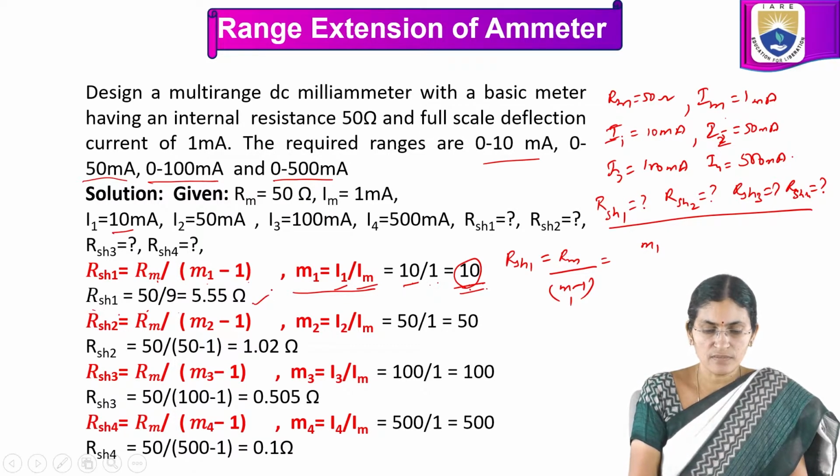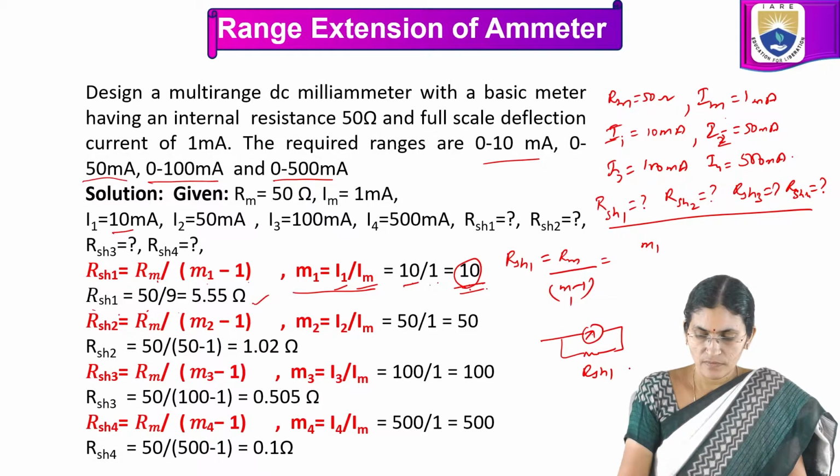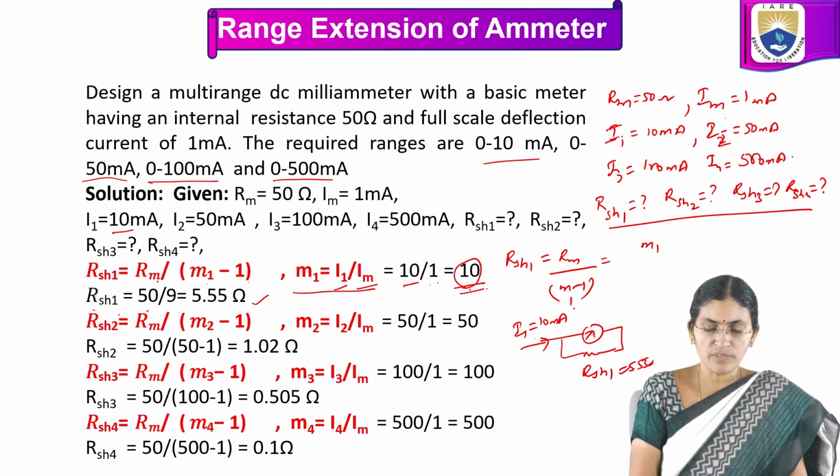So this is the RSH1 which needs to be connected across the PMMC meter to extend its range. RSH1 is equal to 5.55 ohms, so that the current I1 equal to 10 milliamperes can be measured.